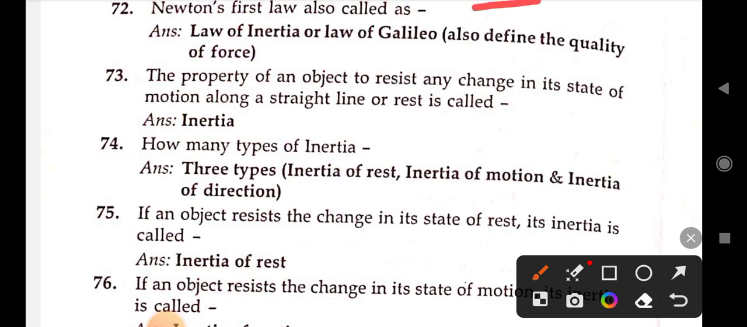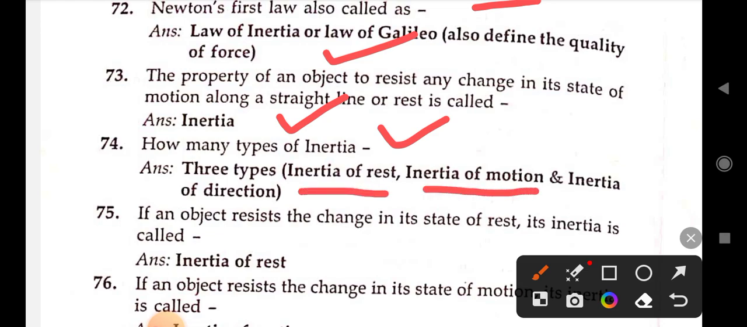Newton's first law, also called the law of inertia or law of Galileo, also defines the quality of force. The property of an object to resist any change in its state of motion along a straight line or rest is called inertia. How many types of inertia? Three types: inertia of rest, inertia of motion, inertia of direction.